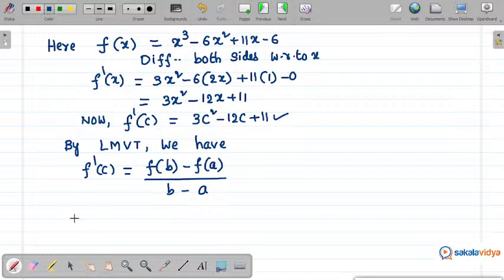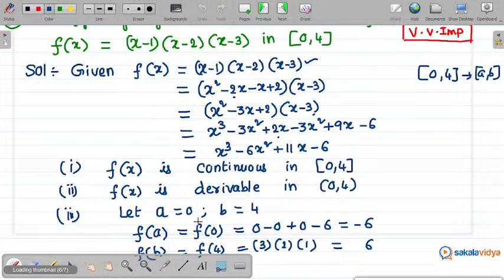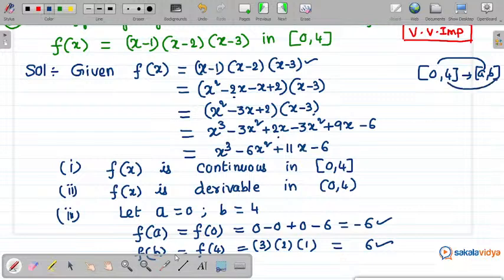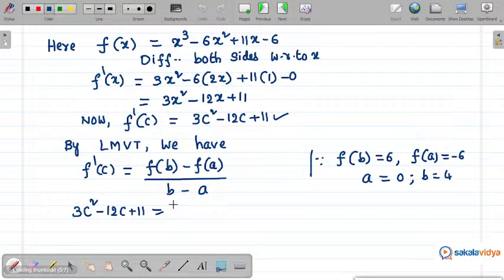F dash c we know this value. Let us replace: 3c square minus 12c plus 11 is equal to f of b minus f of a over b minus a. F of b is 6, f of a is negative 6, a is 0, b is equal to 4. Check it once, right? Clear? So 6 minus of minus 6 is plus 6, by 4 minus 0, that will be 12 by 4 equal to 3.